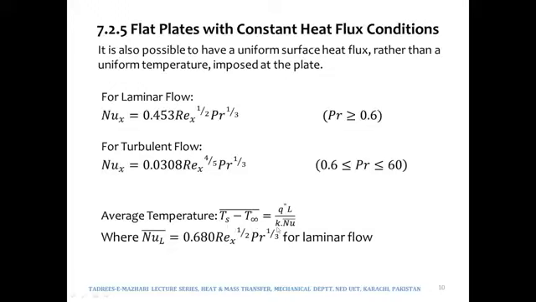Ts minus T infinity bar is equal to q double dash times the length over k times Nusselt number. This is not a difficult expression at all. In fact, you can write it yourself using Q is equal to hA delta T. So if you start with Q is equal to hA delta T, and then you write delta T on one side, it would be Q over hA. So we have this heat flux over here, and then Q by A can be written as heat flux q double dash, which we see over here, right?